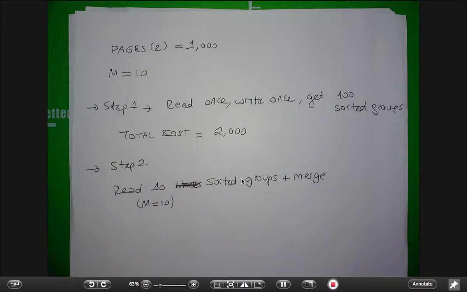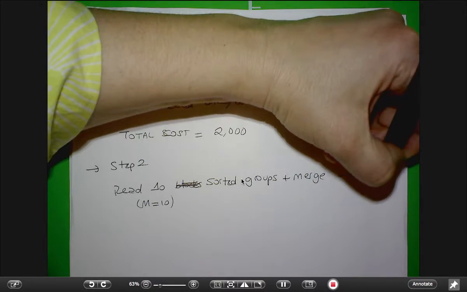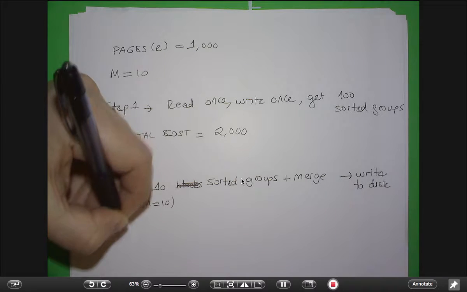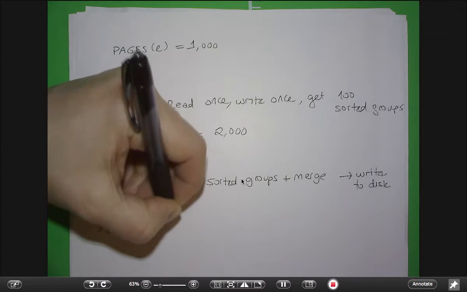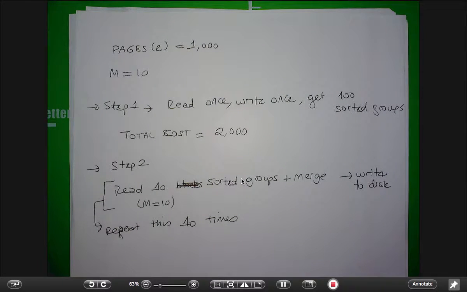But since I am not finished sorting the whole relation, I need to store these back on disk. I need to write this output to disk. So I'm actually going to write this to disk. Again, to a temporary stage, right? So, and I'm going to repeat this ten times, because I can merge 10 groups at a time, and I have 100 groups. So I'm going to take the 100 groups, and I'm going to reduce them to 10 sorted groups.